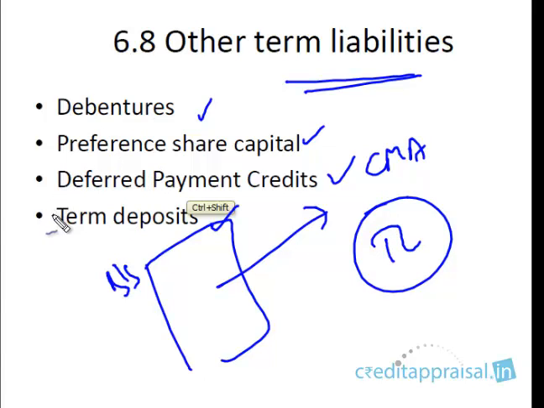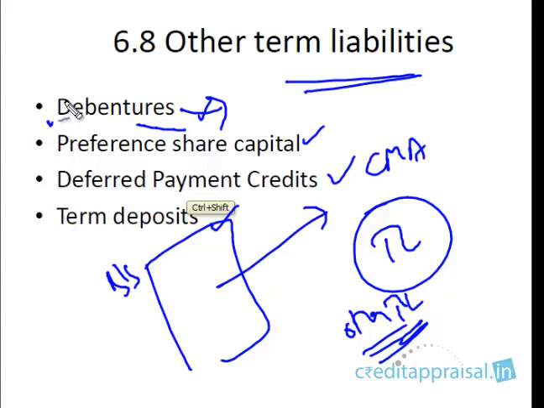You may not find an individual breakup of all these items in the CMA data. But if you find an item called debenture, place this amount there. If you don't find an item, you can club it under something called other term liabilities. There will be a provision called other term liabilities in the CMA data. So if there is a special head for any of these items, you can put it directly, or if it is not available, you can club it under an item called other term liabilities.